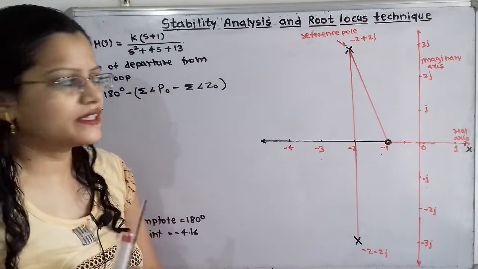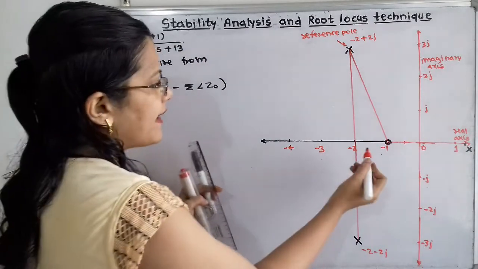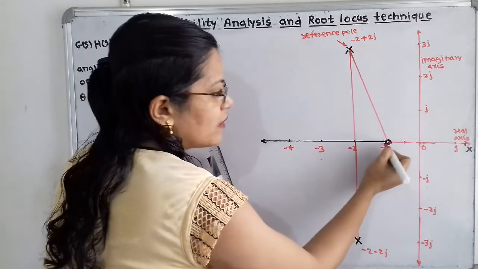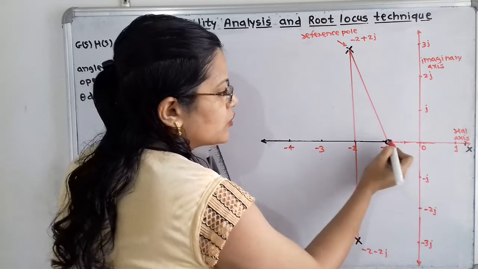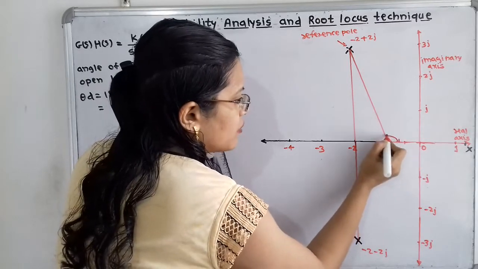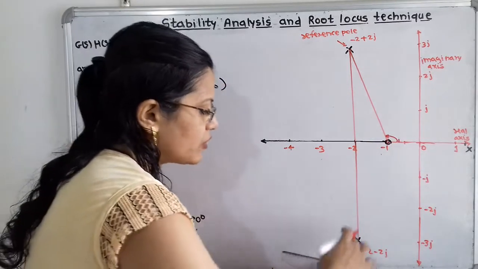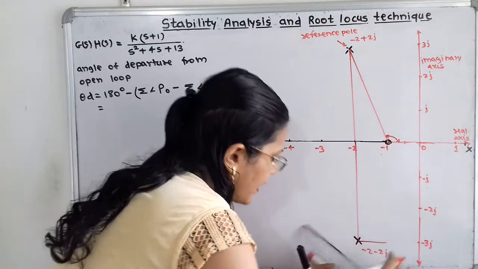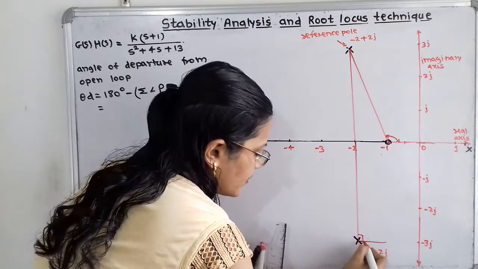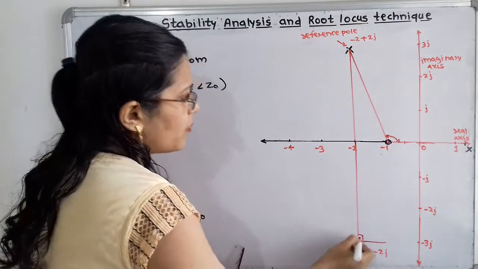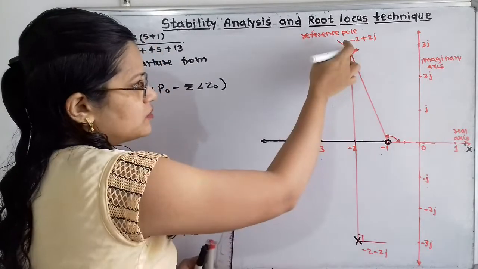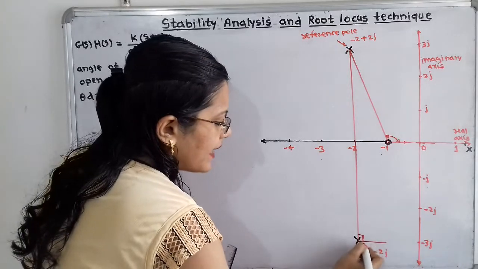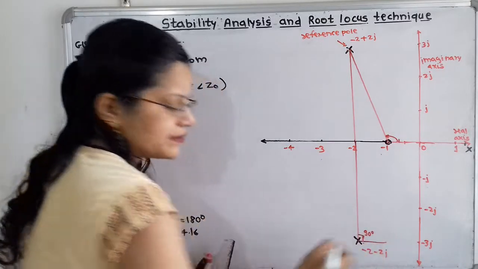Now, how to calculate the angle? I have to calculate the angle made by this pole with this zero. For that we have to calculate the angle with respect to this horizontal line, so we have to find out this angle. In the same way, for this pole I will draw one horizontal line, and I have to take this angle. Now if we observe, these two poles are symmetric about the real axis, so these two poles lie along one single line. So with this horizontal line, the angle made by this is 90 degrees.